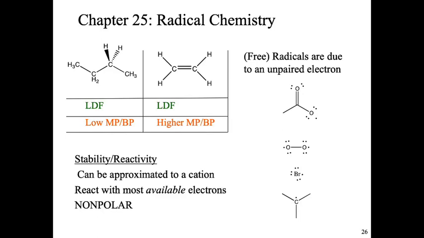Chapter 25, radical chemistry. This is really just here as a quick overview. Radicals don't react well on their own. Alkanes don't react well on their own. We need something to get them to react. That's where our radical chemistry comes into play. Radicals are there to really get things to react that we wouldn't expect to react.